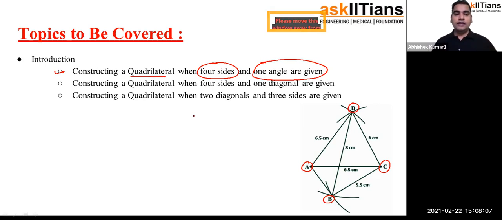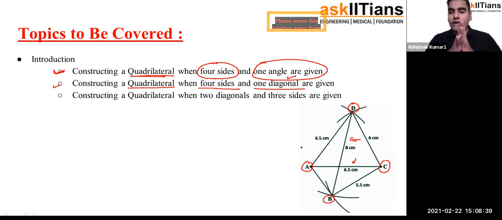So the first case would be learning how we can construct a quadrilateral when you know the length of all the four sides and you are also provided one angle of that given quadrilateral. The second case would be how we can construct a quadrilateral when you are provided four sides and one diagonal of the given quadrilateral. That one diagonal could be any one of them, like AC or BD. So when you are provided all the four sides and one diagonal, how that quadrilateral can be constructed is going to be our second topic.